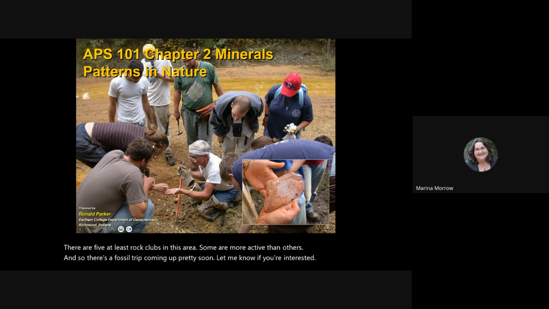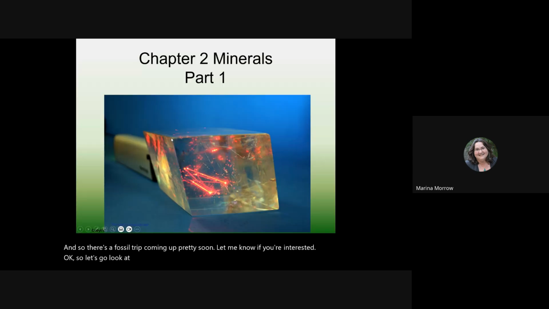Okay, so let's go look at minerals. All right, so this is showing some calcite with a laser shooting through it. We'll learn more about calcite. It's one of my favorites. And so we're going to break this lecture up into 2 pieces so that they aren't too big.